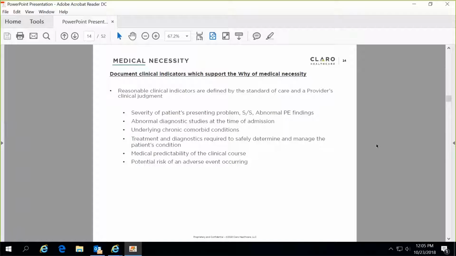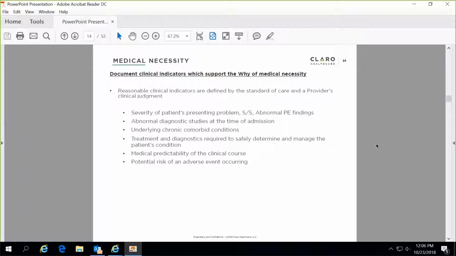So the documentation clinical indicators which support the why, these are some of them. The severity of the patient's presenting symptoms, so we want to have that in your why. The abnormal diagnostic studies that you're looking at, your thoughts of what you're seeing: his liver enzymes, maybe he's a shocky liver, he had a hypotensive episode, he's an AKI. Also underlying chronic comorbid conditions and how they're interacting with that presenting complaint, and your concern for those and how that may impact.